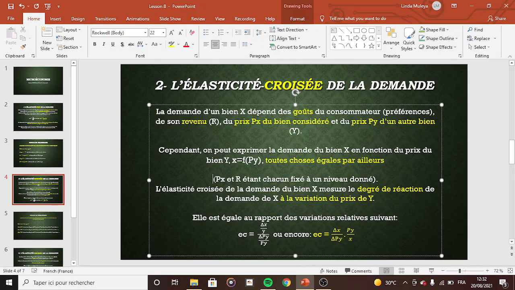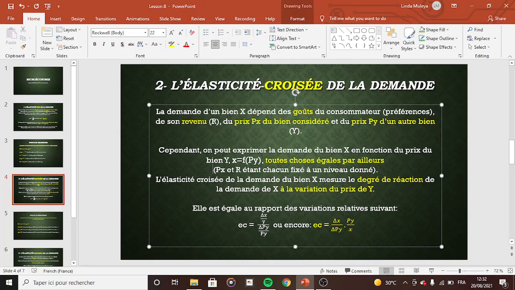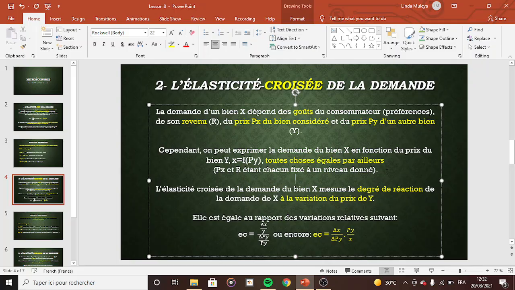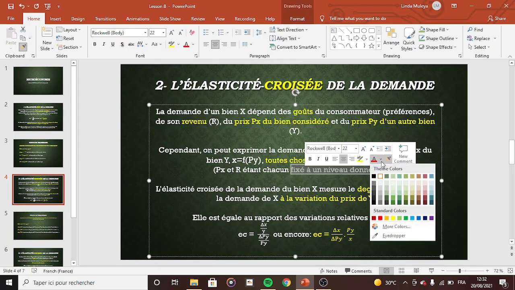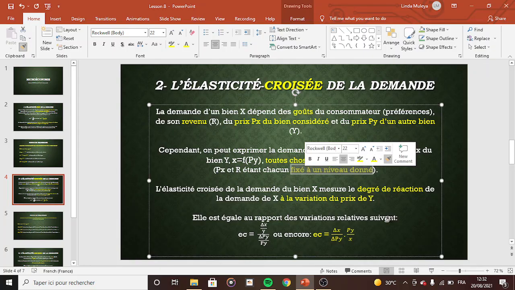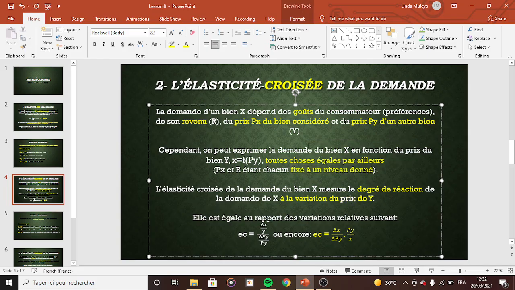In this case, let me just move this back up here and bring this down. In this case, it means that since you're considering the price of good Y, the price of X and the revenue that you have to spend remains at a fixed level, which again comes back to the phrase ceteris paribus, which means in French toutes choses égales par ailleurs, or things otherwise being equal.